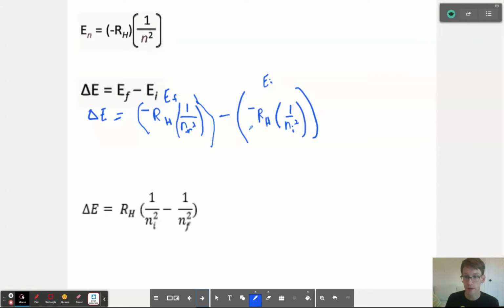And if we play with this, we could factor out Rydberg's constant, and to get rid of the negative, we could flip them. So we end up getting delta E equals positive Rydberg's constant times 1 over n initial squared minus 1 over n final squared. If we wanted to keep the negative Rydberg's constant, we would just have to make it final minus initial. And let's try a problem now where we're applying this formula.